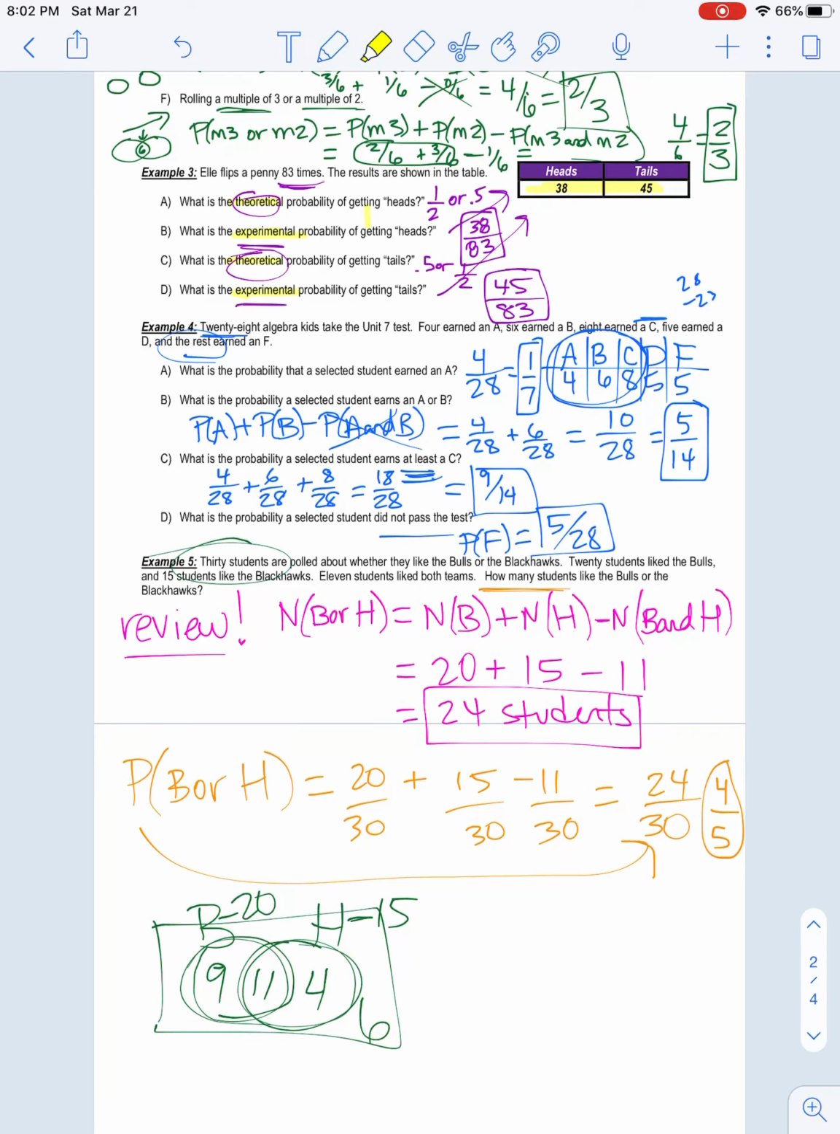And then if I want the probability of, or not the probability, but the number of students that like Bulls or Hawks, that's the union of these two events, which is basically adding 9 and 11 and 4 together, which would also give me a 24 like I got above. So that's the other way you could have done this problem. So from now on, pay attention to whether problems will ask you for the number of students or the probability of students.